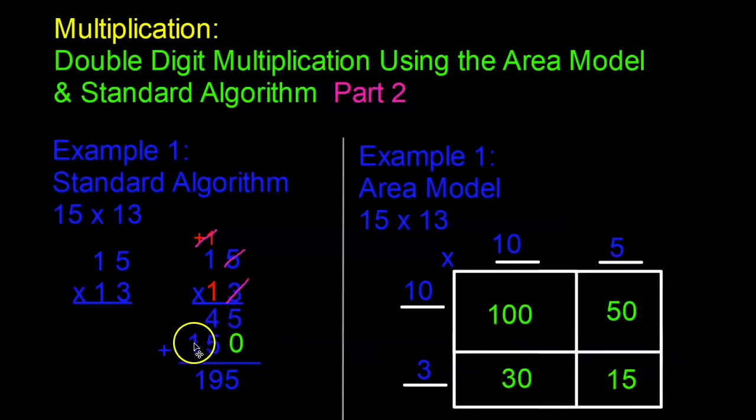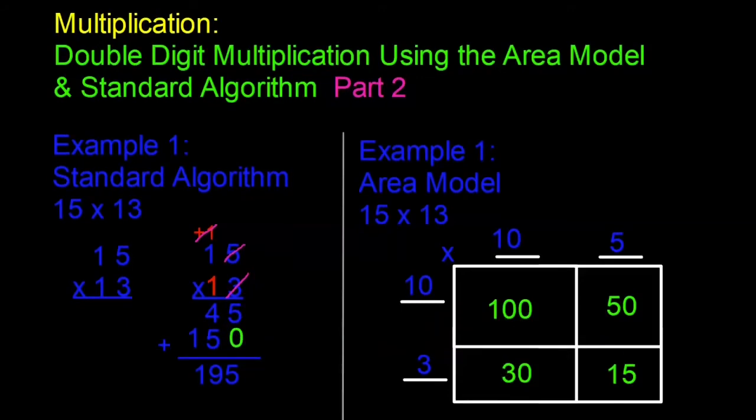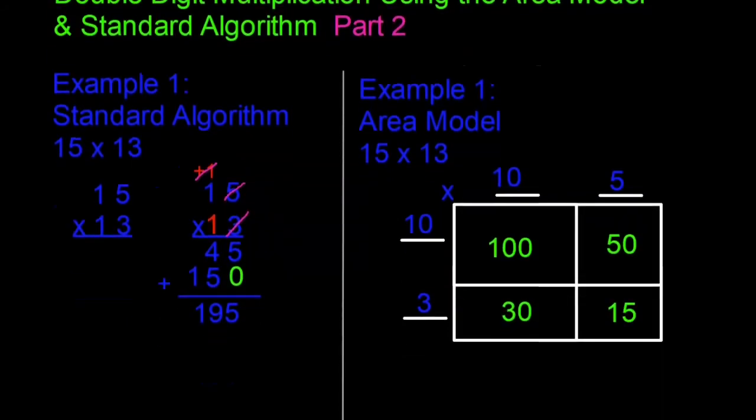So I can see that this 100 is here, this 50 is here, and the 30 and the 15 is represented by the 45. When I put these together, 30 and 15, that will give me 45. So I can see the partial products represented within the area model and within the standard algorithm. Now let's go ahead and add the partial products.